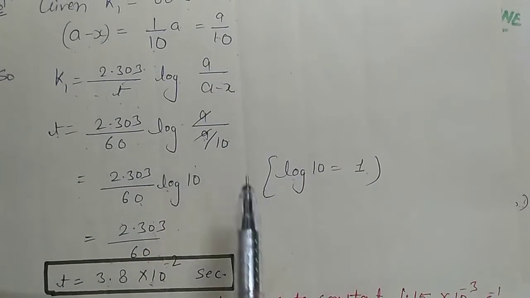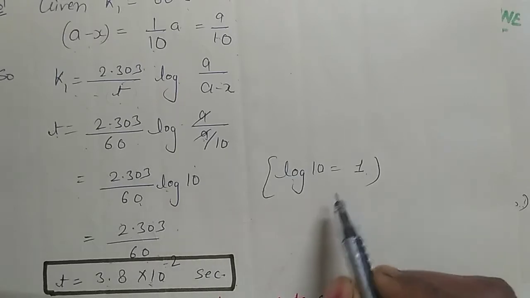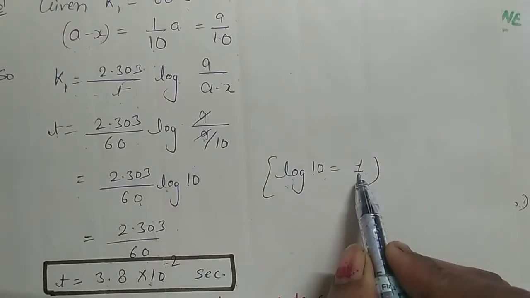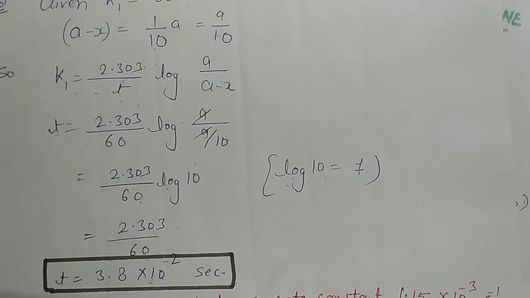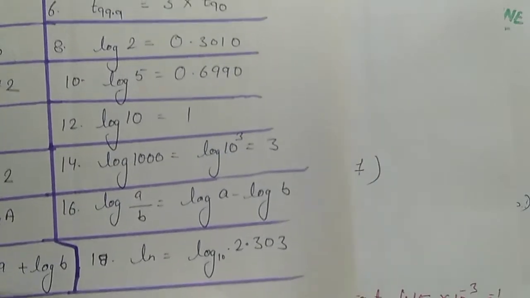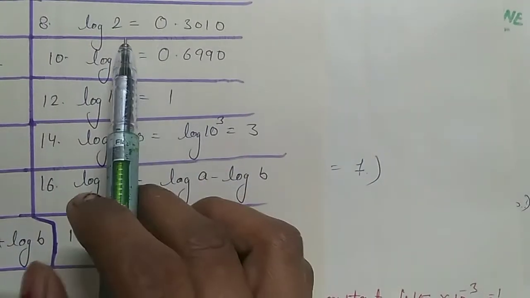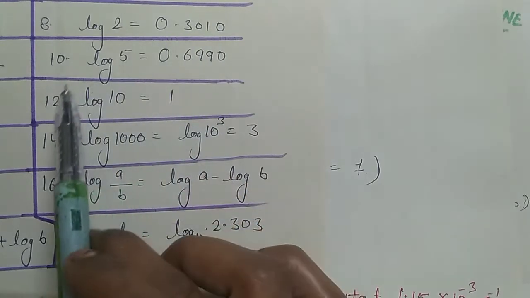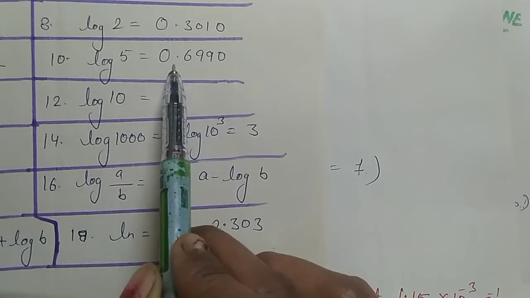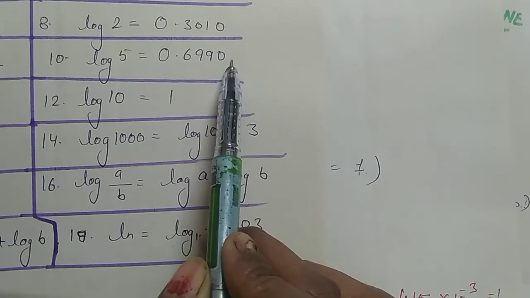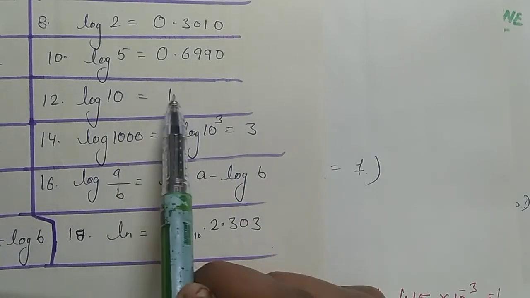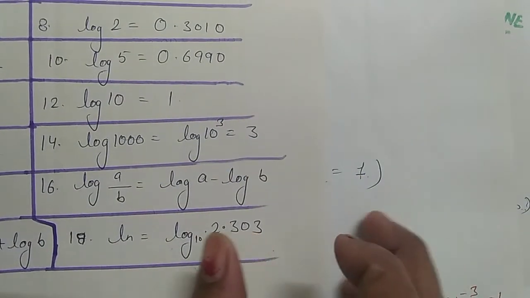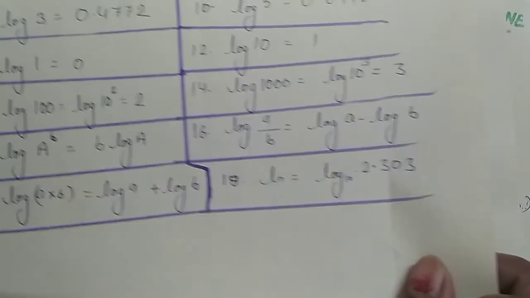Clear? Very simple. Okay, it is clear. Log 10 is equal to 1. I want to tell you some special values. These values are, see, log 2 is equal to 0.3010. Log 5 is equal to 0.6990. Log 10 is equal to 1. Okay.